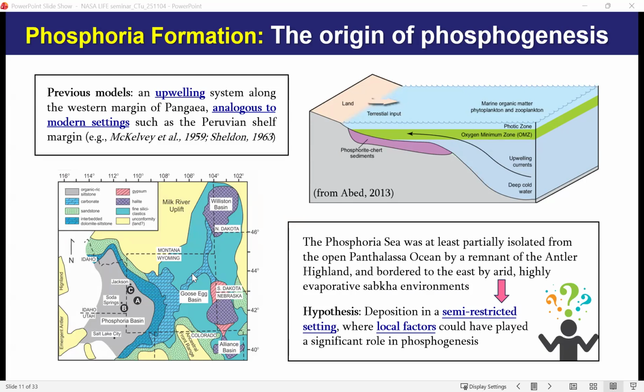So based on this paleogeographic configuration, we hypothesize that this sequence may instead have been deposited in a semi-restricted setting, where local factors could have played a significant role in phosphogenesis.